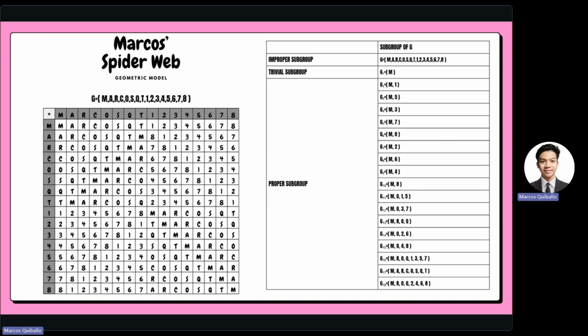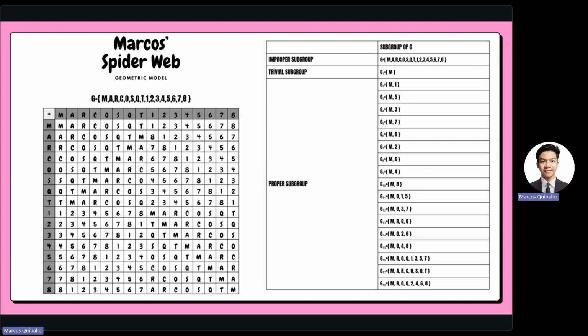In improper subgroup, we have the group itself. In trivial subgroup, there is one element, which is our identity element. For our subgroup, today our motive here is to verify if this subset is a subgroup of our set, which is the set G.